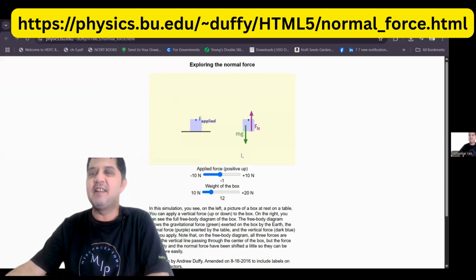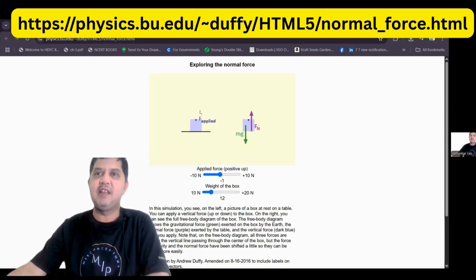at rest. There's an mg force acting, and an Fn force, the normal force, acting over here. This is 10 newtons and minus 10 newtons, and the slider can be changed. The weight of the box is 10 Newton, so no other force is acting. It's only 10 Newton, which is the weight, and there is only 10 Newton, which is the normal force.